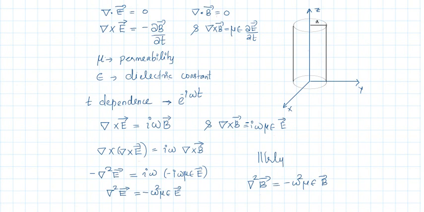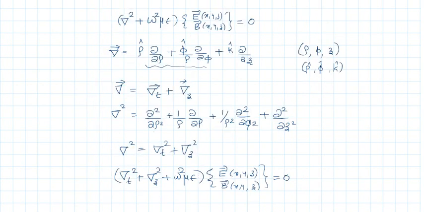Okay, these two equations are in similar form, so I can write it in combined form as del square plus omega square mu epsilon, acting on either E or B, is equal to 0. Here the important point is E and B are independent of time.